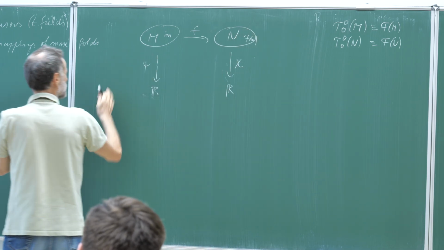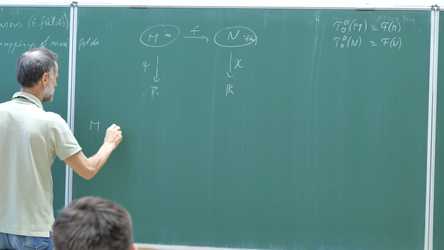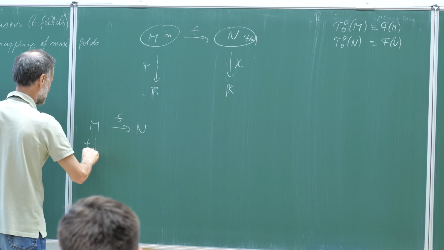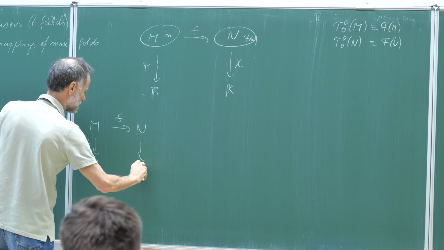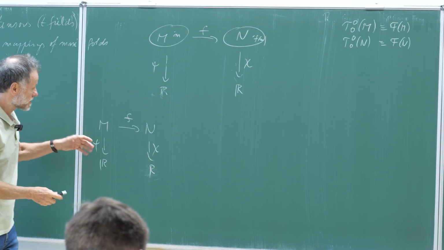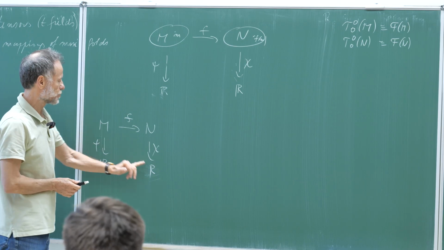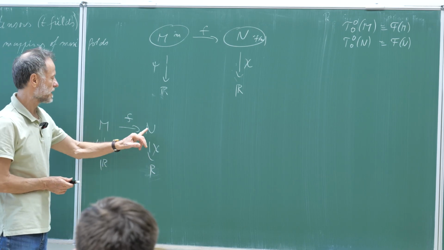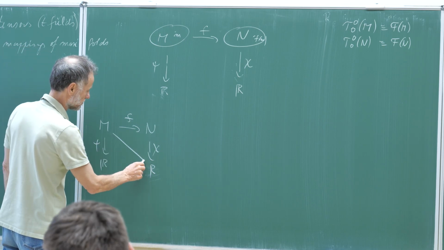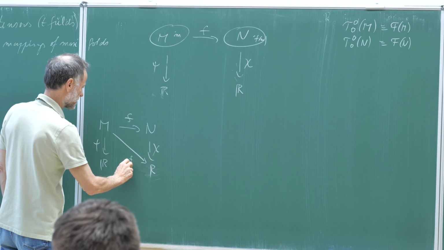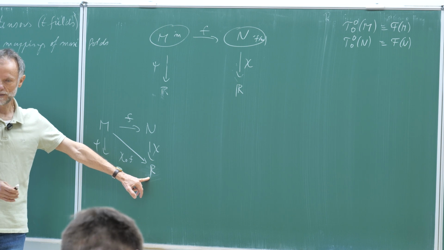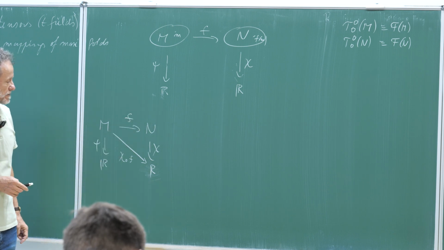Yes? I will write without these symbols, just M, N, f, here psi, R, chi, R. And now the question is whether there is some mapping from M to R if we have a mapping from M to N and N to R. And it is clear that composition does the job. Yes, the composition, first f and then chi, is a function going from M to R directly, so to speak.